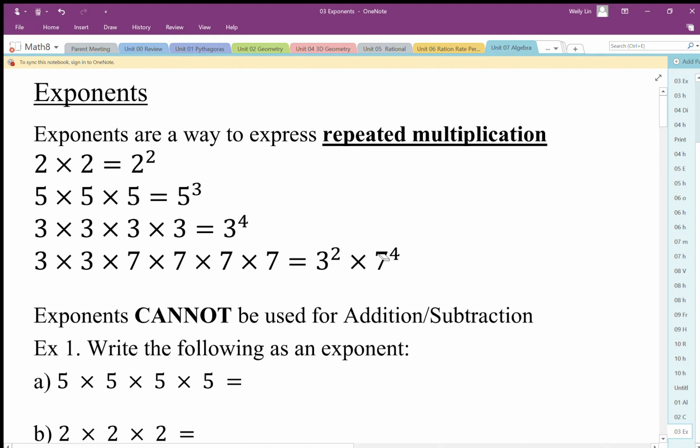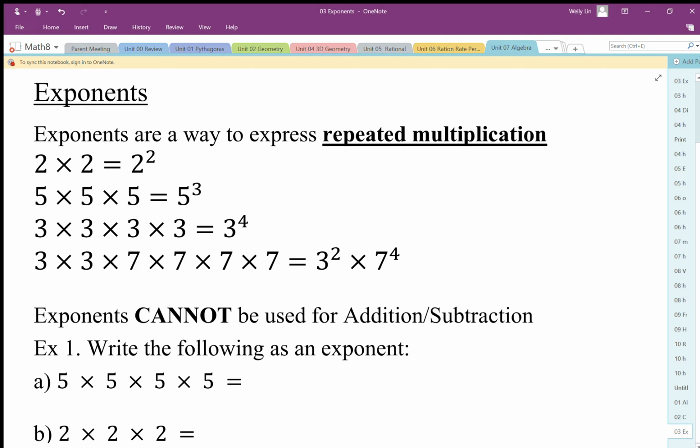Okay, so here we have 7 to the power 4. We're counting the multiplier 7 1, 2, 3, 4 times. Now, it's important to understand that exponents are not multiplication. Make sure that you're clear on this.